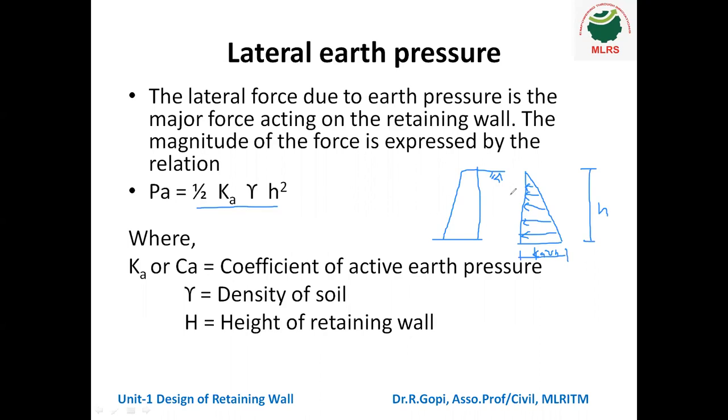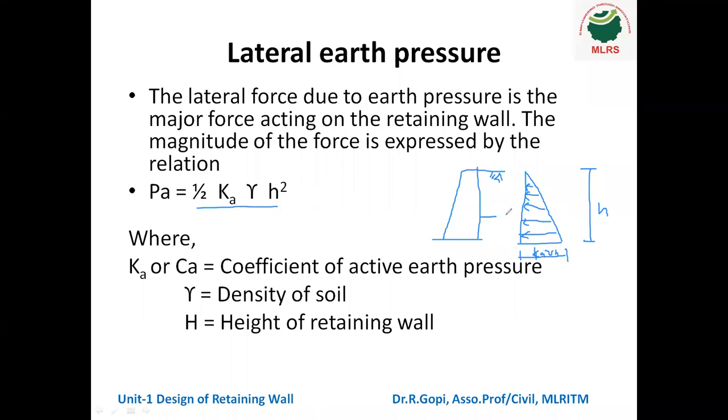Every soil has some density. What do you mean by density? Density is nothing but mass per volume, in kilonewton per meter cube. H is the height of the retaining wall. Therefore, the lateral force due to earth pressure is the major force acting on the retaining wall. The magnitude of the force is expressed by the relation Pa equals half into Ka gamma H square. Now tell me where it is acting, that is the question.